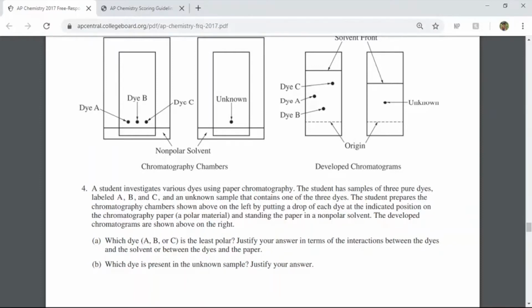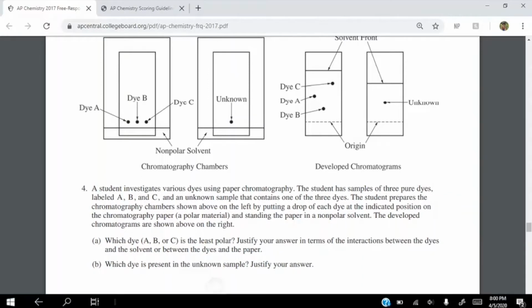Part A says which dye, A, B, or C, is the least polar. Justify your answer in terms of the interactions between the dyes and the solvent or between the dyes and the paper. So the topic covered in this part of the question is polarity and intermolecular forces and understanding how molecules with different polarities would interact.